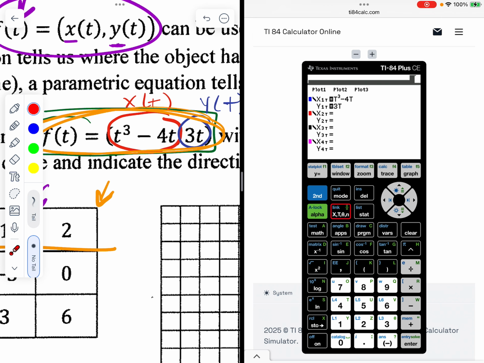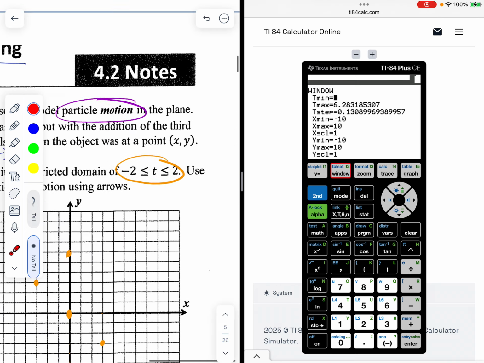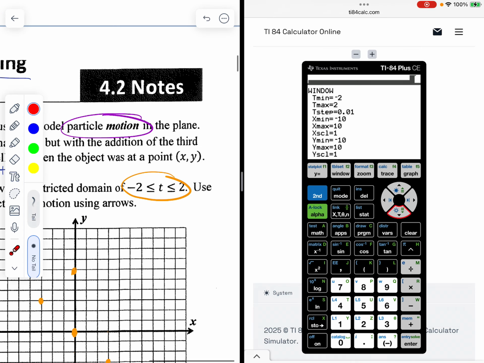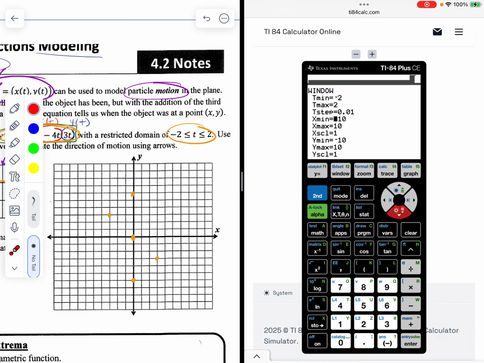Once we have that in, we can hit our window. We can see our t minimum is 0, but remember, our restriction is actually from -2 to 2. So let's make sure that our t minimum is -2, our t maximum is 2, and our t step tells us how many times we want to evaluate a point. In our chart, we evaluated them one at a time, but we want more of those values. So you can choose something like 0.01, because we want to see what's happening in between. Our x min and x max are -10 and 10, which is great, because that's what we have on our graph. And our y min and y max are also -10 and 10, which is also perfect because it's on our graph.